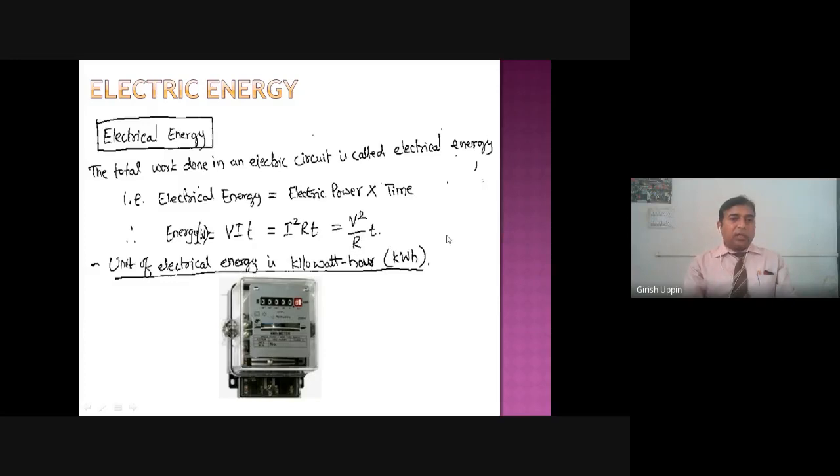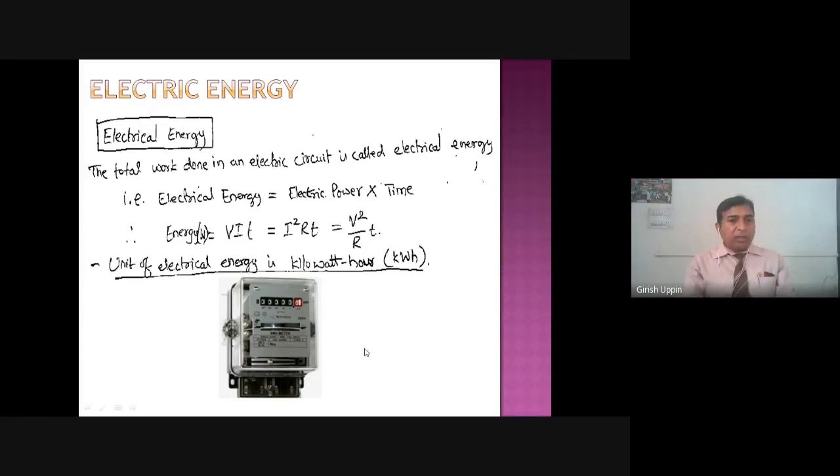So electrical energy is represented in terms of kilowatt hour, kWh, or different forms based on the time. If time is represented as seconds, it is watt seconds. If power is represented as kilowatt, and time is represented as hour, then it is kilowatt hour. Normally your household energy consumption, whatever you call one unit, is nothing but a kilowatt hour.